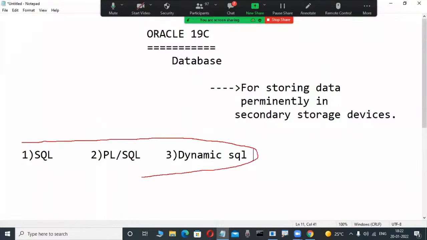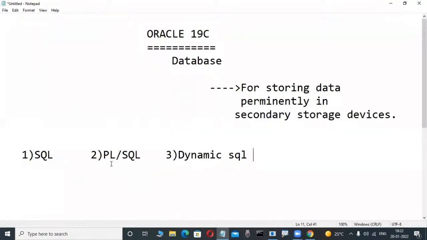Through these three languages we operate this software, Oracle software. That is most powerful. In companies, a little bit of SQL knowledge and a little bit of PLSQL knowledge is there, but we learn more things. So many different types of jobs are there.